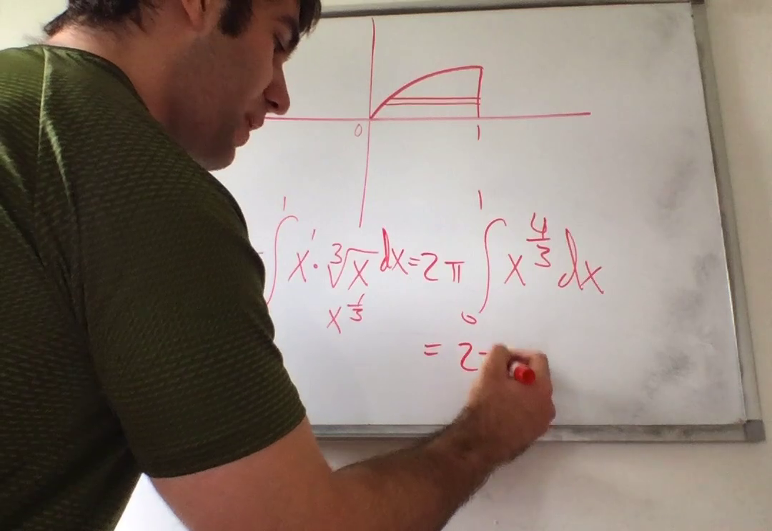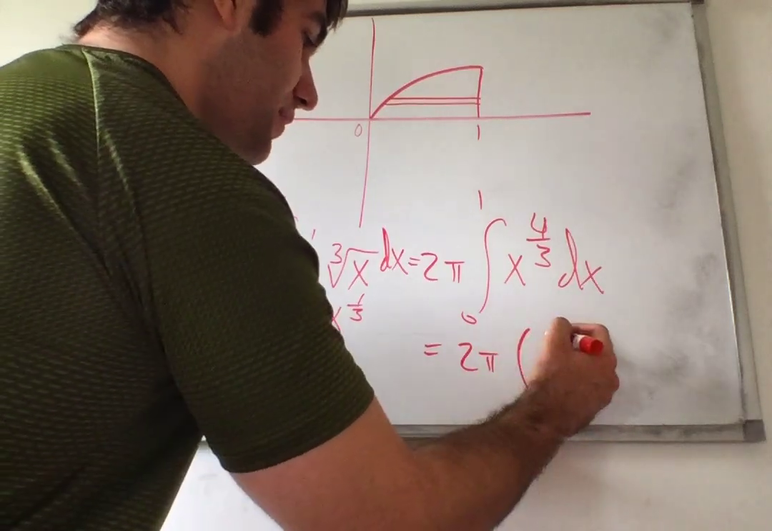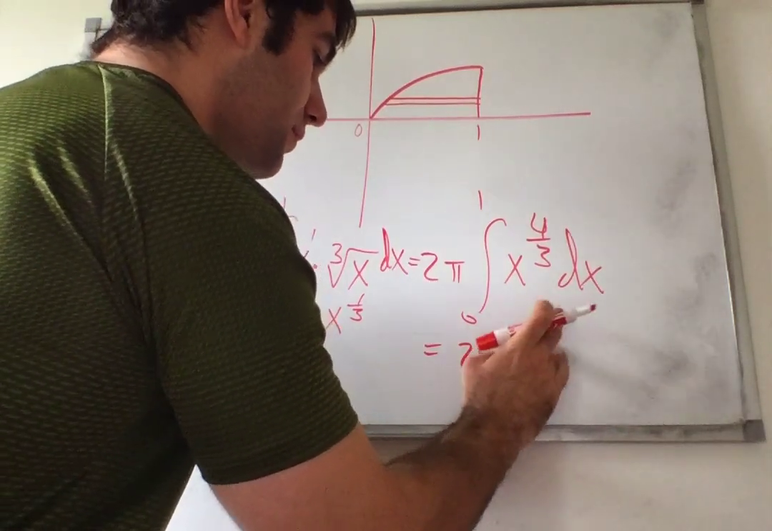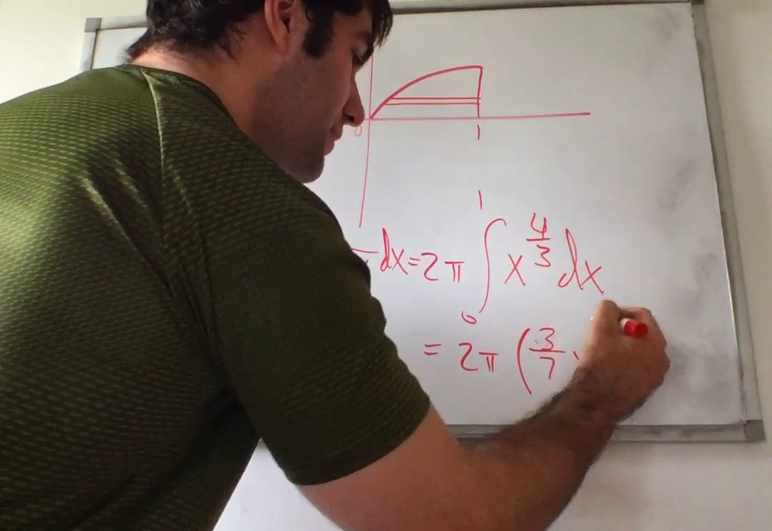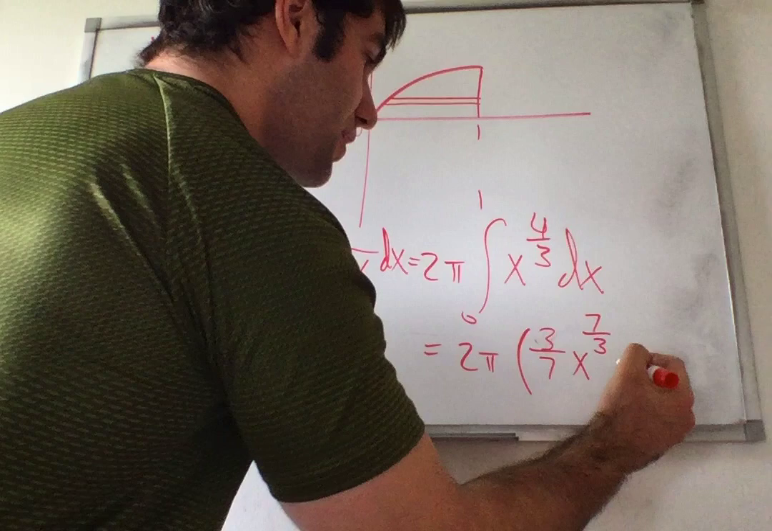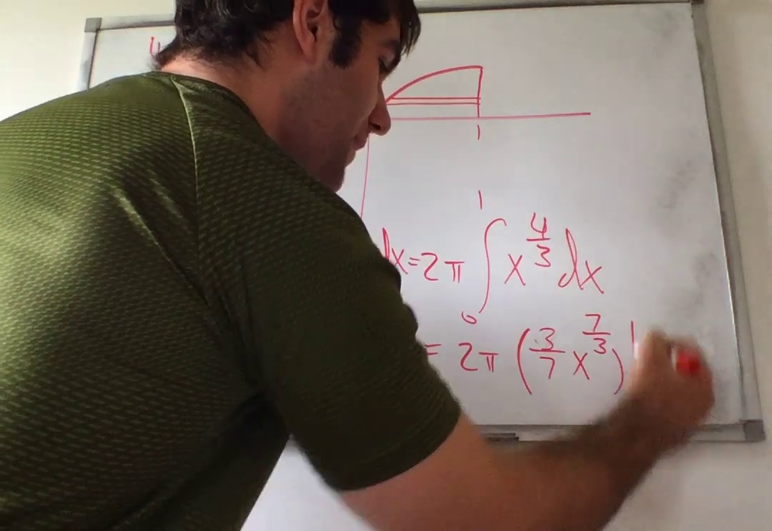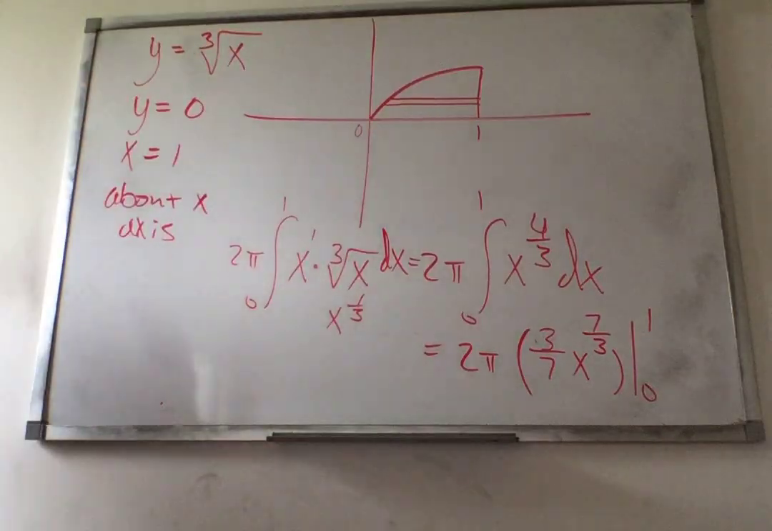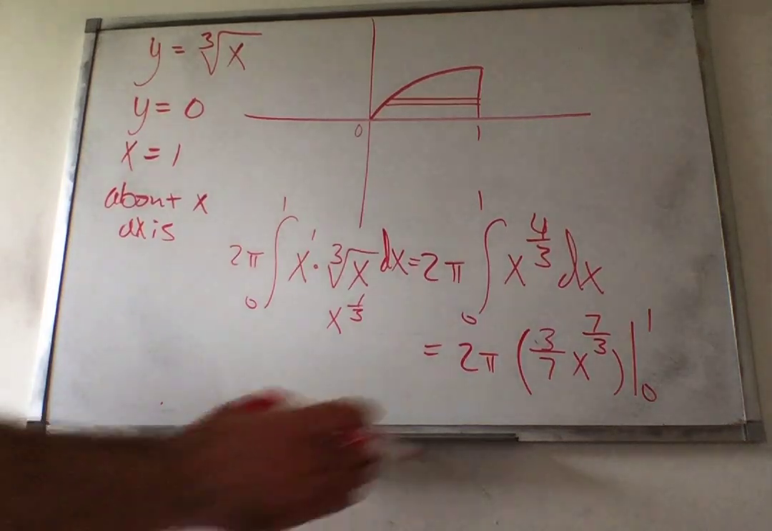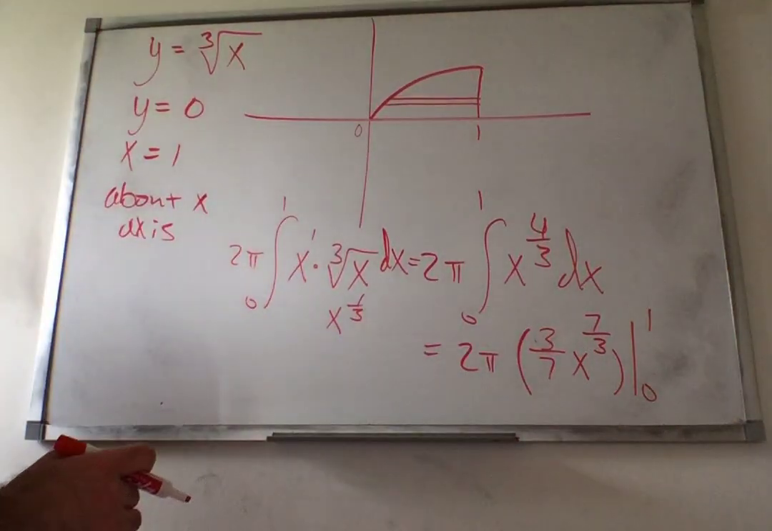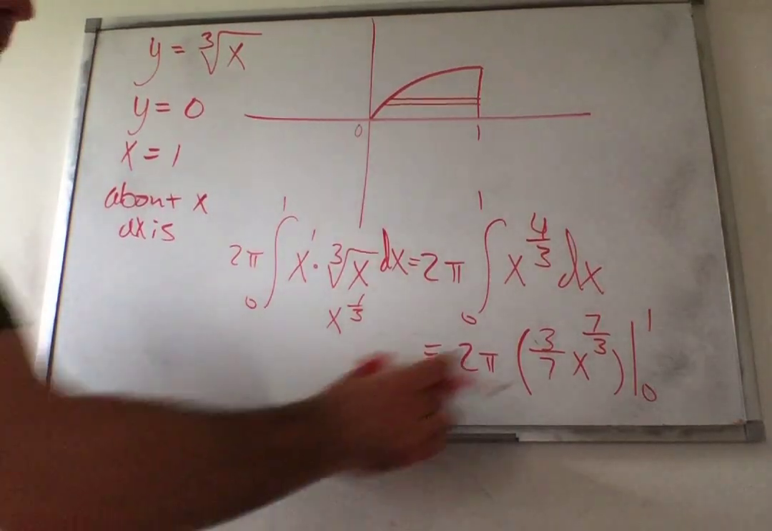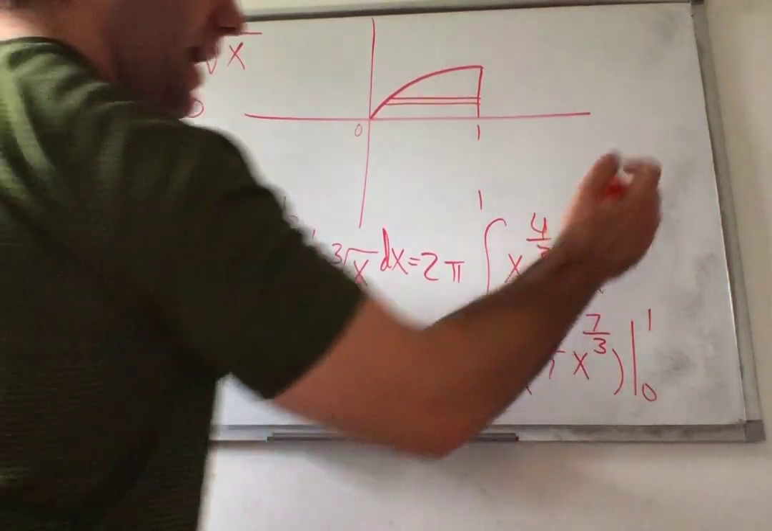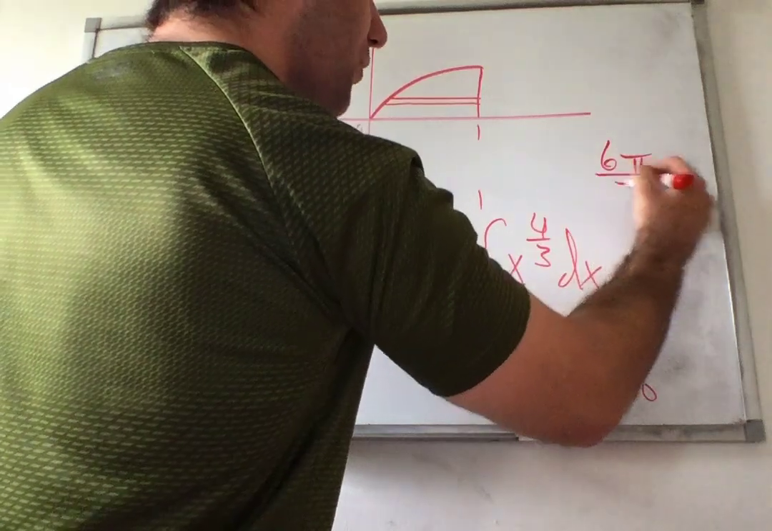So this is 2 pi times 3/7 x to the 7/3 evaluated from 0 to 1. Plugging in 0 is not going to do anything. Plugging in 1 is just going to give me 3/7. So 3/7 times 2 pi is 6 pi over 7.